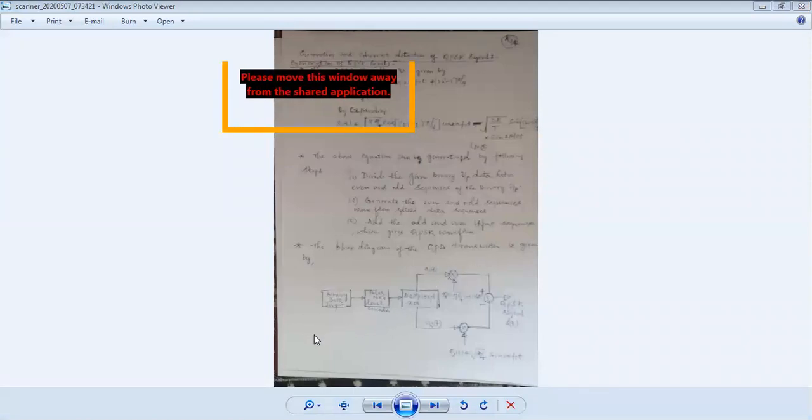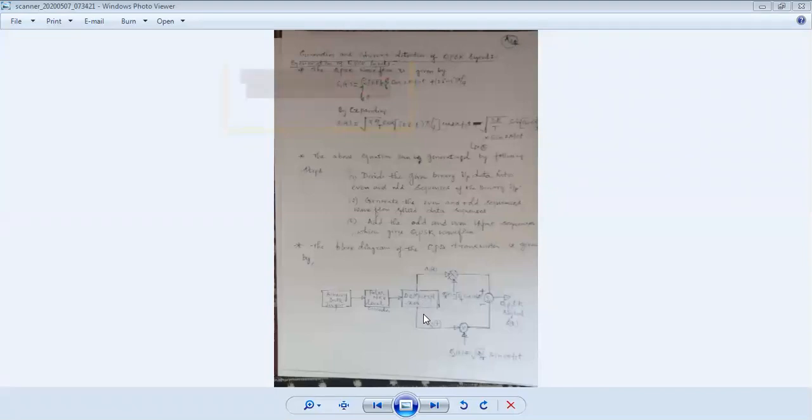In the QPSK transmitter, what will happen? This is the information. The binary pulses of this will become a polar equation, and this will be demultiplexed into phi 1 of t and phi 2 of t. These two equations are divided according to even and odd bits, and this is multiplied by the basis function, and exactly we get back the QPSK signal.